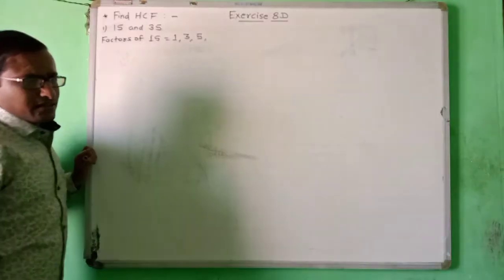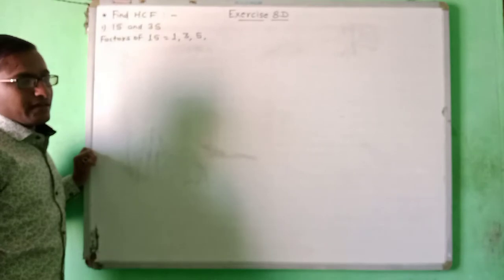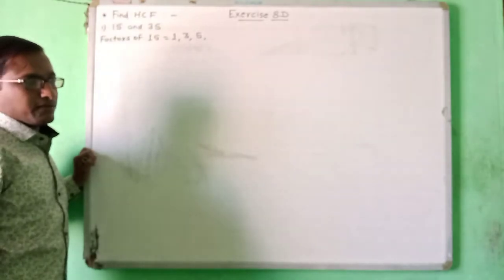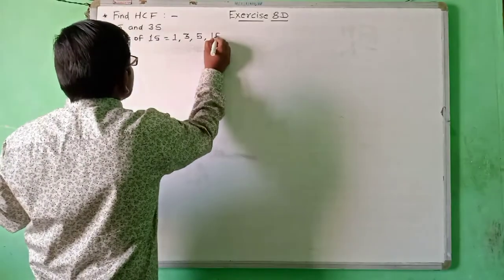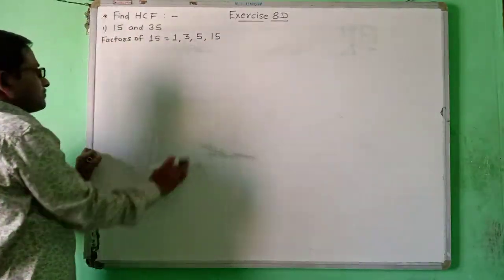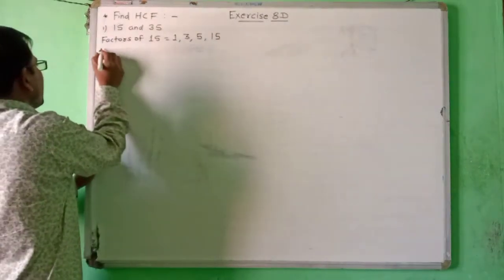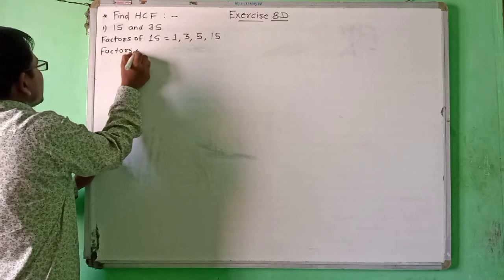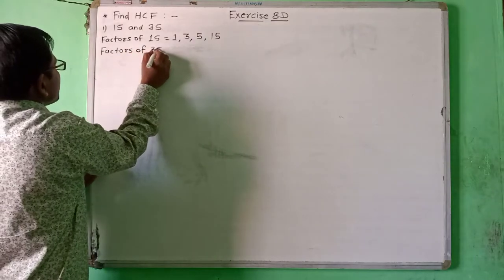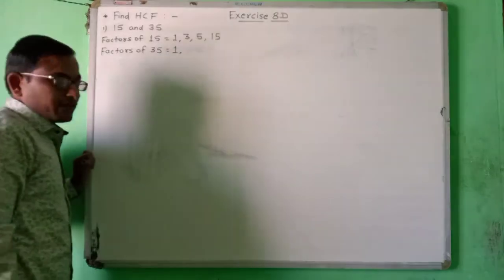Then next 6, 7, 8, 9, 10, 11, 12, 13, 14, 15. 15 times 1 is 15. So here there are only 4 factors of 15: 1, 3, 5 and 15. Then next you find the factors of 35. Factors of 35: first, 1 is a factor of every number.